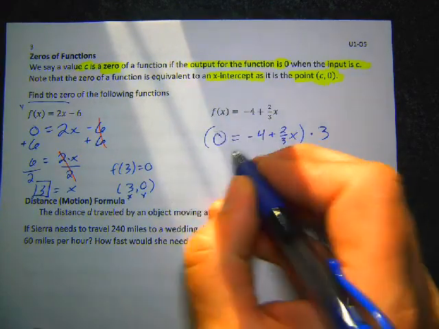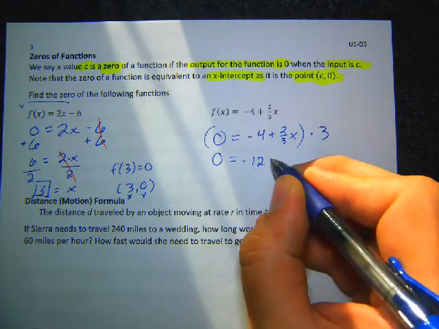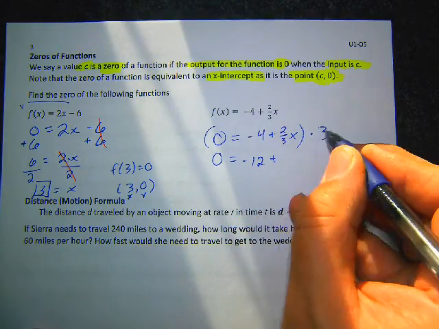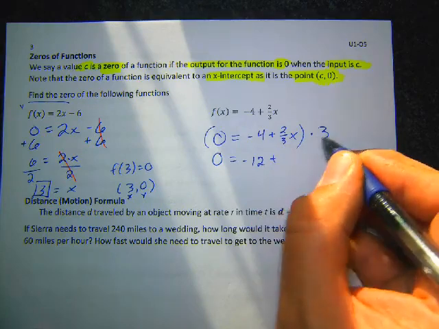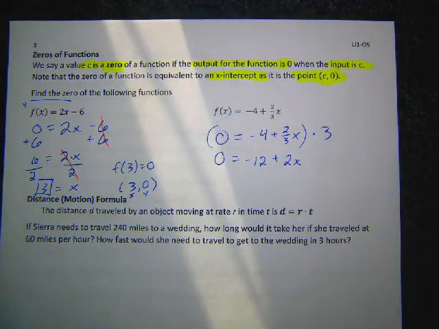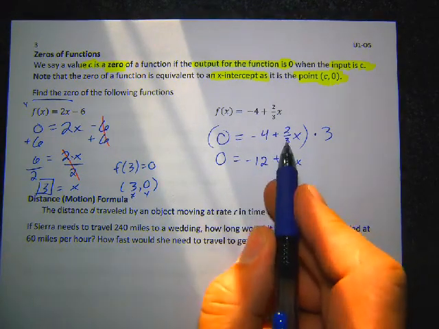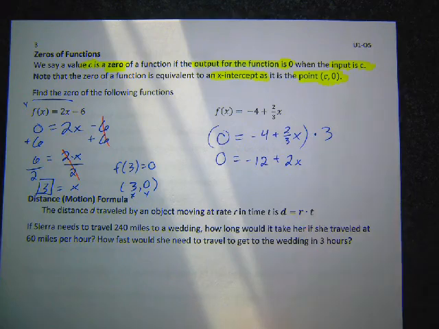So I just do 3 times 0. Well, that's easy. It's still 0. 3 times 4 is 12, so I get negative 12. Plus here, the 3 times the 2/3, well, the 3's cancel. Divide by 3, multiply by 3. Those are opposites. I just end up with 2x. And that's one way to just get rid of fractions. So if you ever want to get rid of fractions, multiply by that common denominator. When there's only one fraction, that is the common denominator, right? So that makes it easy.